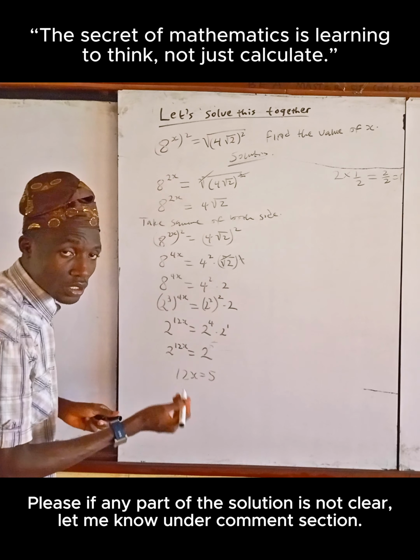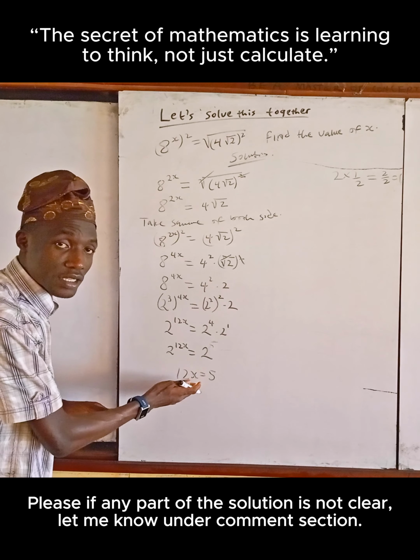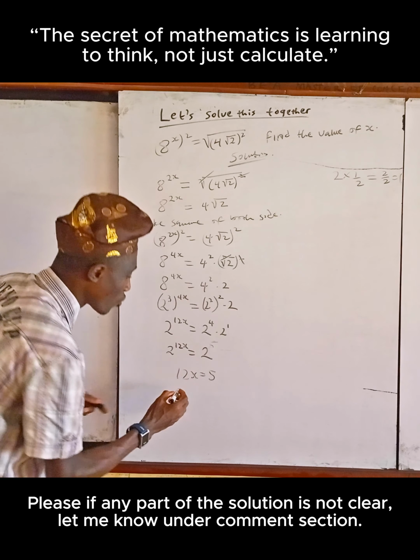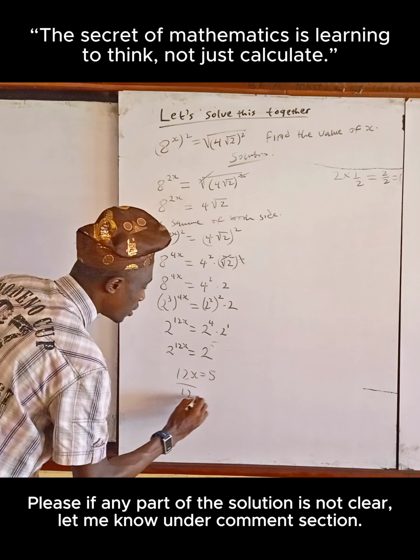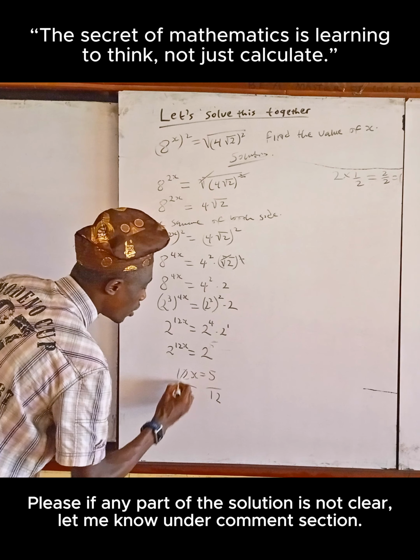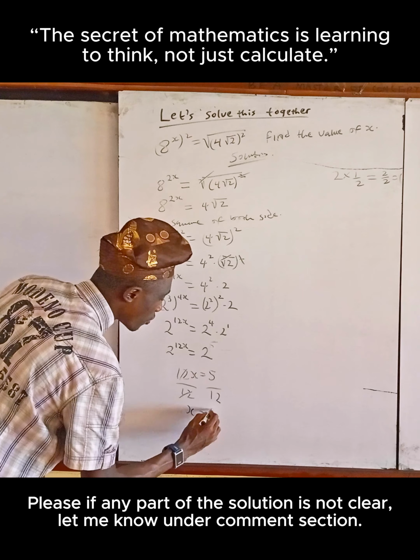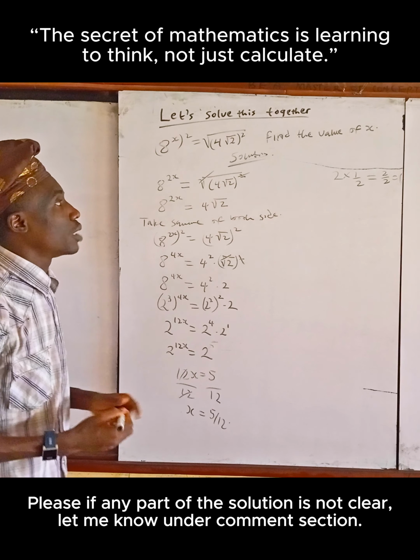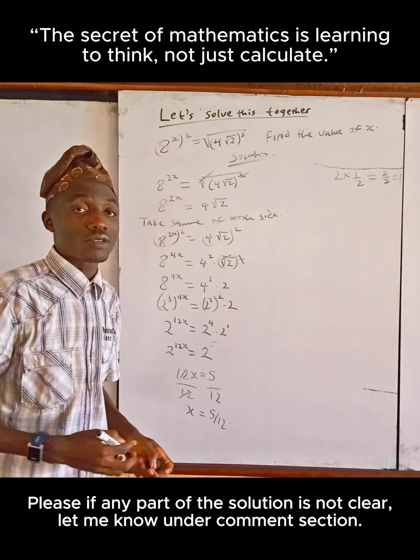Divide by what? By the coefficient of x. Coefficient of x simply means the number that is beside x. So when we divide 12 by 12, our x will now be what? 5 over 12. So that is just the simple approach in getting this particular question solved.